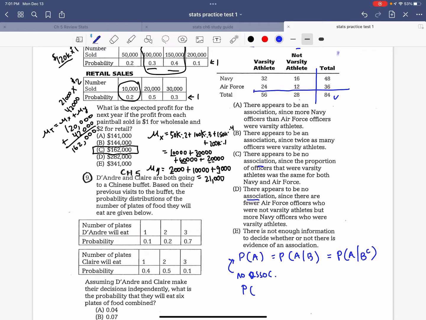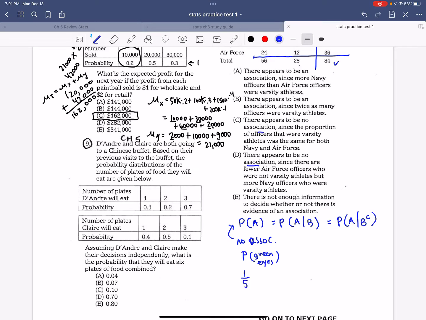Well, remember we said if a fifth of people in class have green eyes, that is 1 out of 5. But let's say there's 20 people in class. That means there were 4 out of a total of 20. Well, there would be no association if the probability of green eyes given a girl, let's say there was a total of 15 girls in class and 3 of them had green eyes, then notice this is the same decimal, right? 1/5. And if that's equal to the probability of green eyes given that you're a boy, let's say that's 1 out of 5. Notice that's the same. So whether I know you're a girl or a boy, the likelihood of green eyes still stays the same.